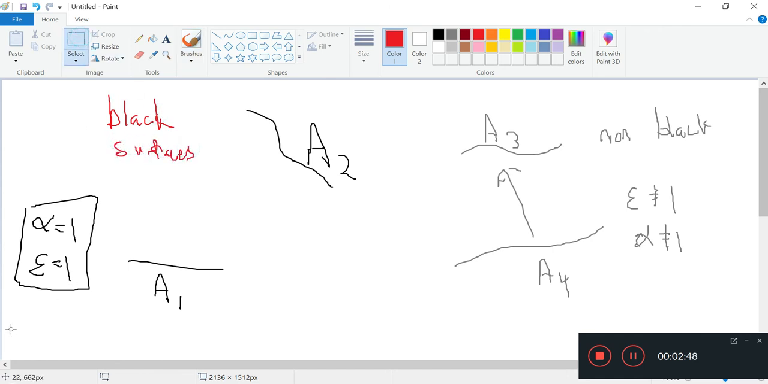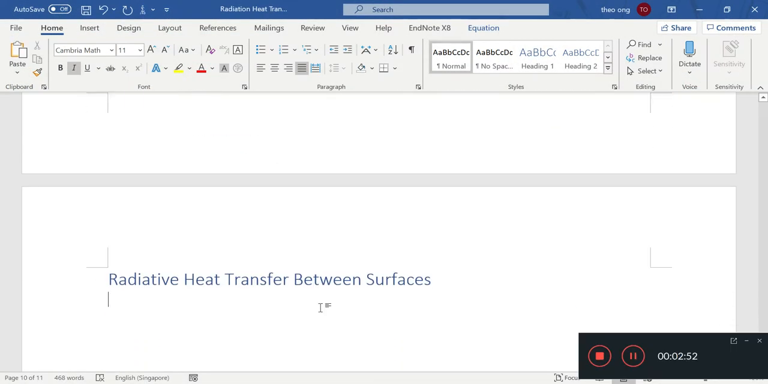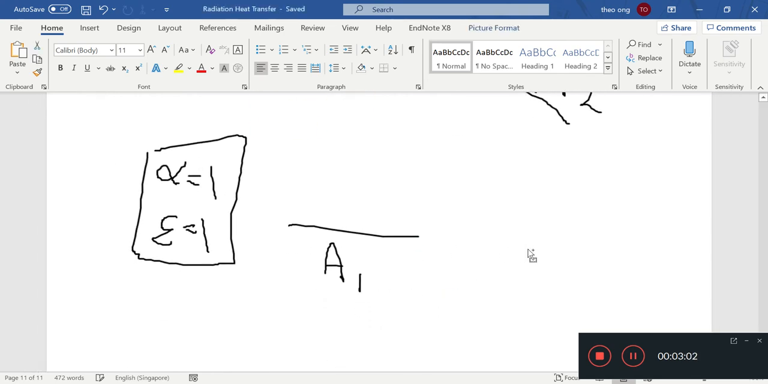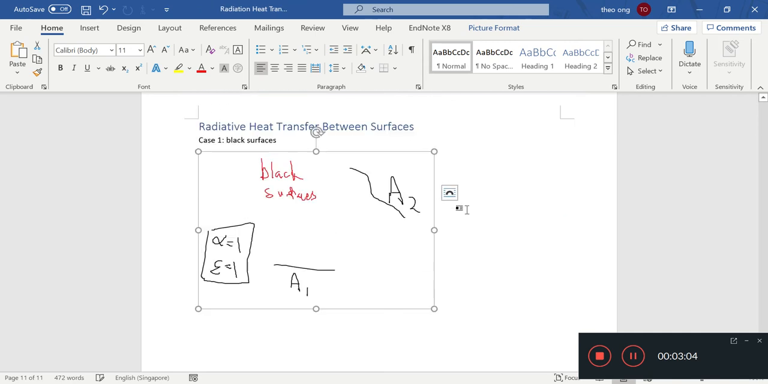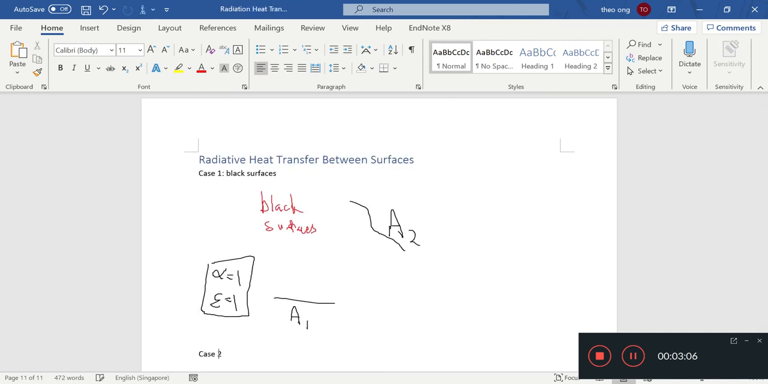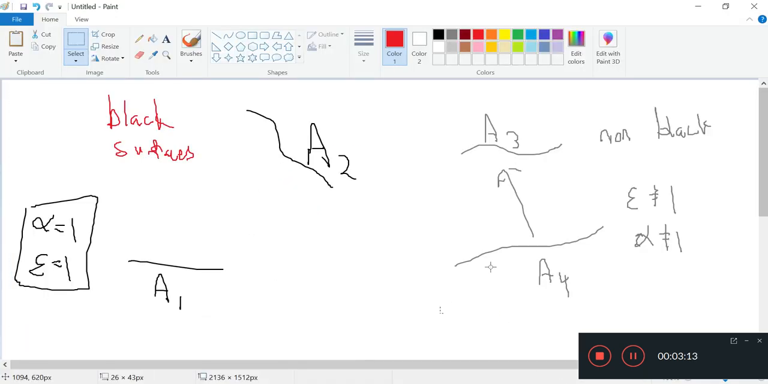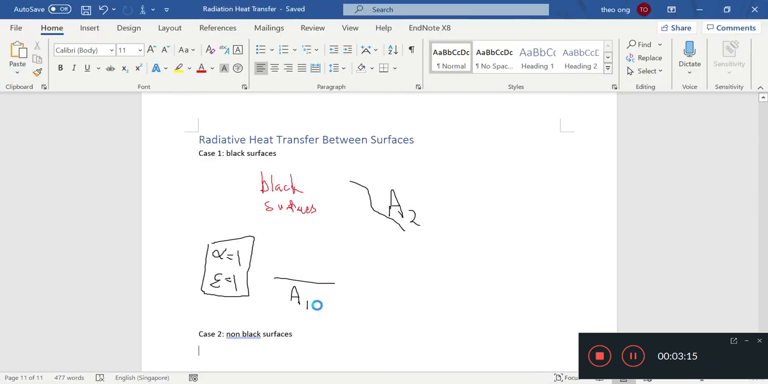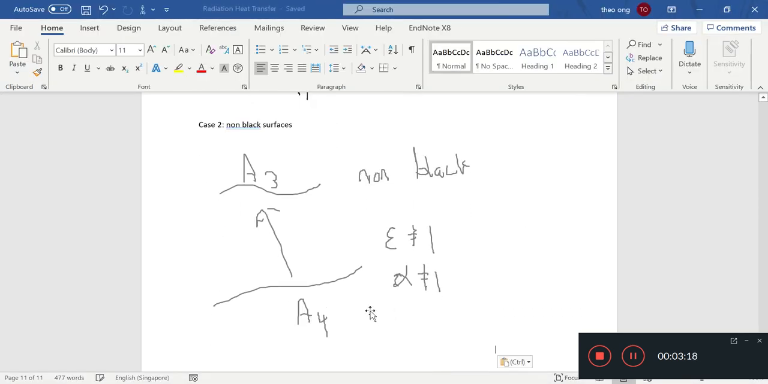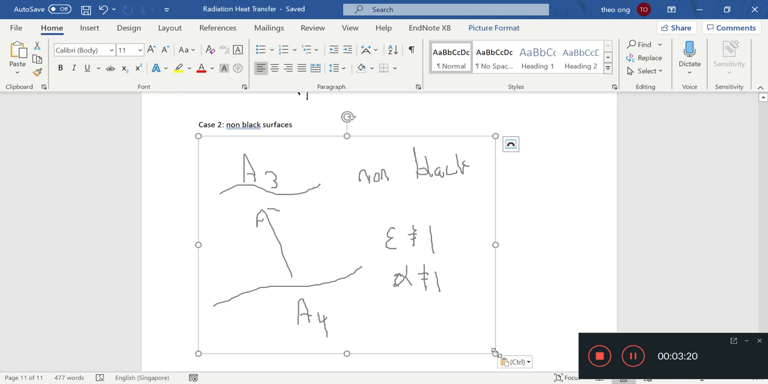I'm just going to select this to copy and paste. We have case 1, black surfaces, and let's minimize this. And case 2, non-black surfaces. And there you go.